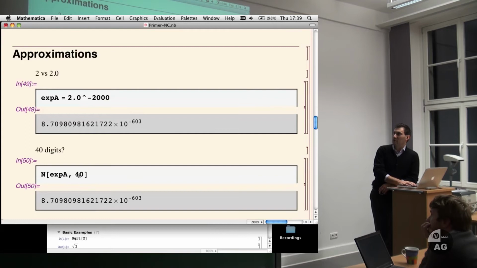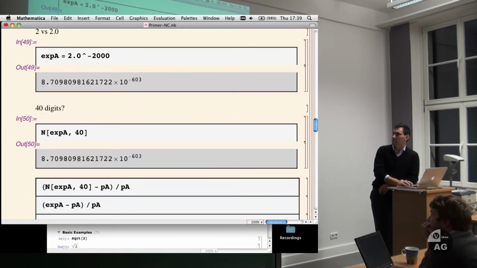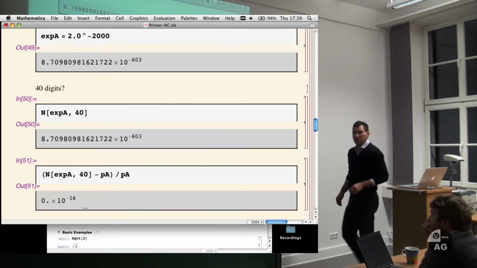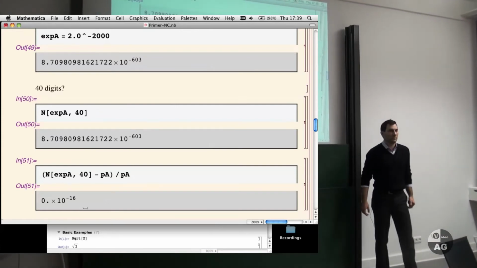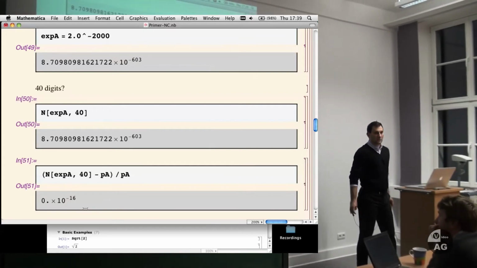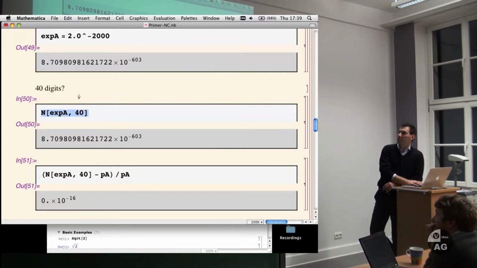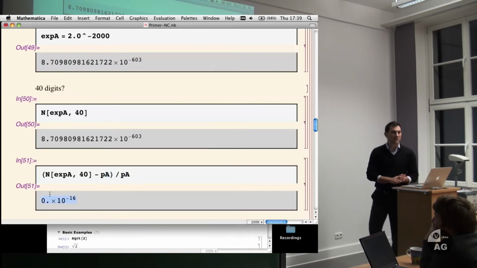Okay, now I take the first 40 digits. You see a mismatch here? See what just happened? I asked Mathematica to extract the first 40 digits out of this. Then I compared not with XPay, okay? I compared with PA because that's the actual exact number. And it turns out that I only have 16 digits of accuracy.